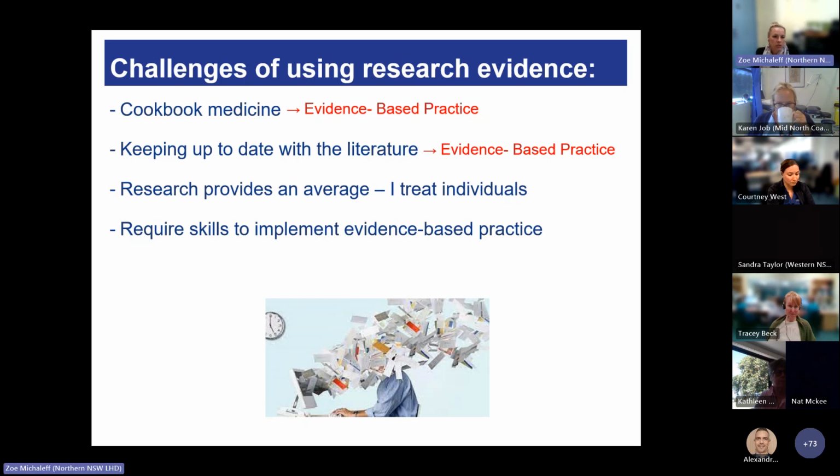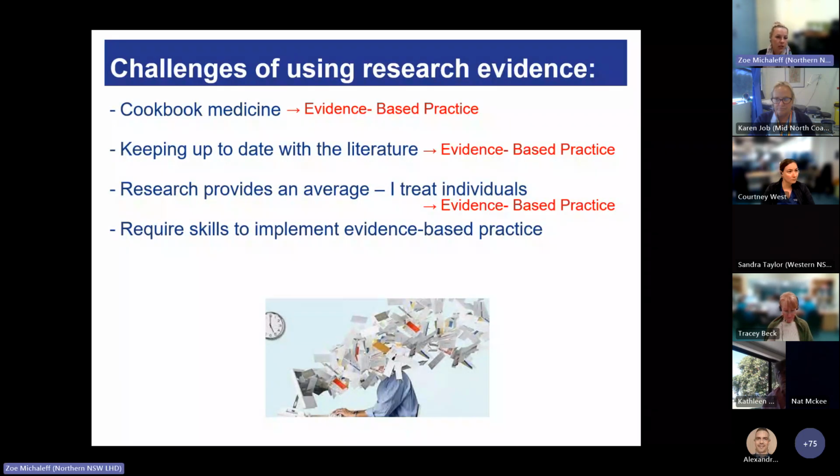Another common criticism, research provides an average, I treat individuals. The solution is an evidence-based practice approach. And in session 4, we'll have a look at how results are reported. And in fact, while they do give you an average, they actually also give you a range of expected outcomes. So having the knowledge and skills to interpret that information and then communicate it with patients, you'll find that actually you're able to much better interpret the research and apply it to everyday practice.